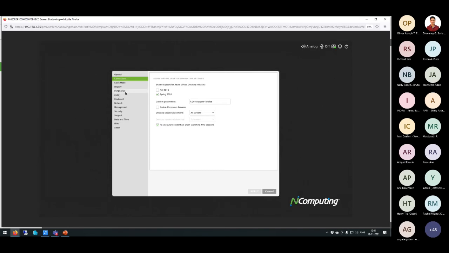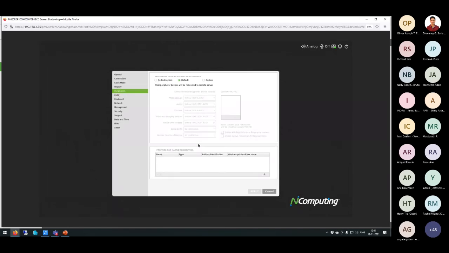And then inside peripherals you have complete control where you can manage your customized peripheral options. If you want to restrict the mass storage device, like your USB flash drive, so that it is disabled at the client end, you can do this over here. This gives you complete control on managing the peripheral devices connected to the device.